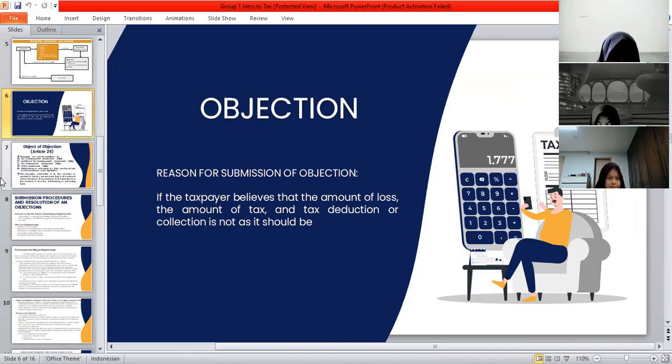A taxpayer can submit objections if the taxpayer believes that the amount of loss, the amount of tax, and tax deductions or collection is not as it should be. Next slide, Nuha.